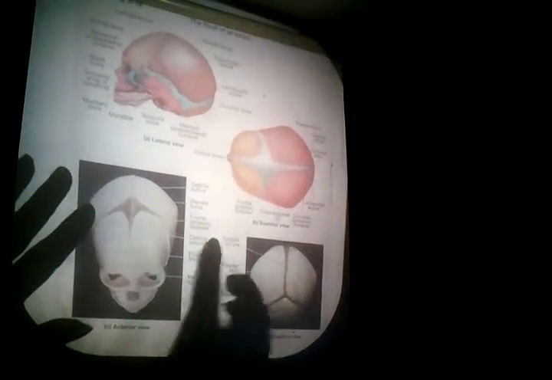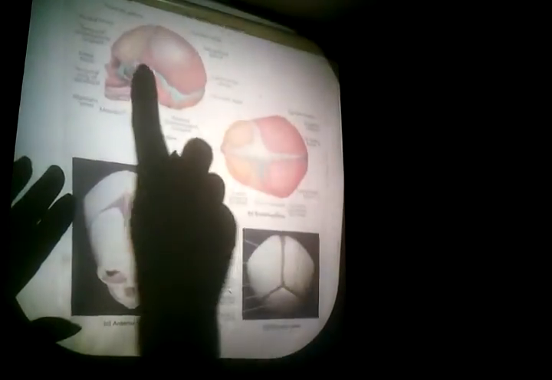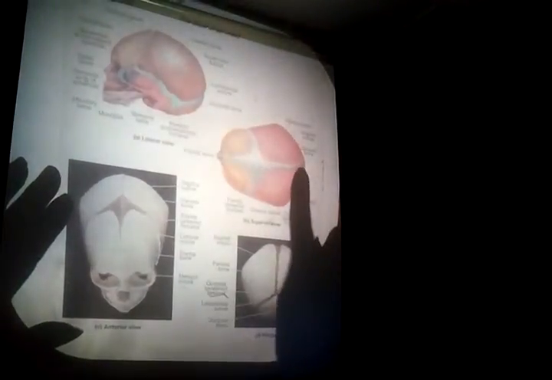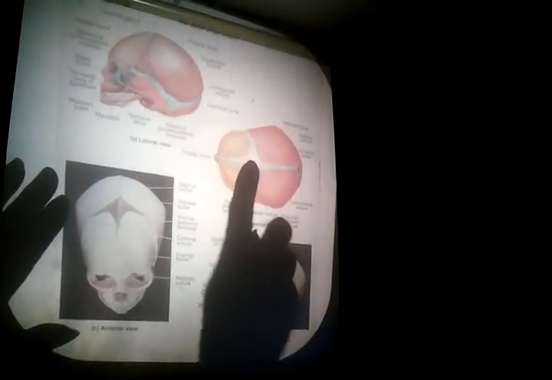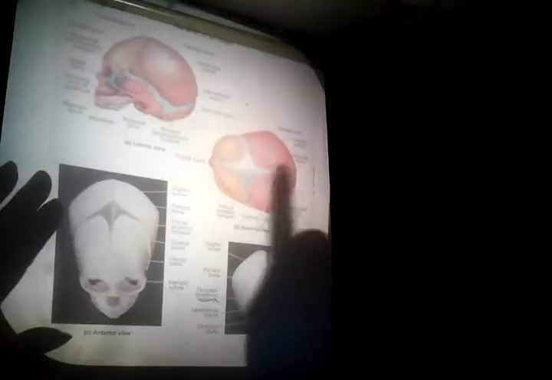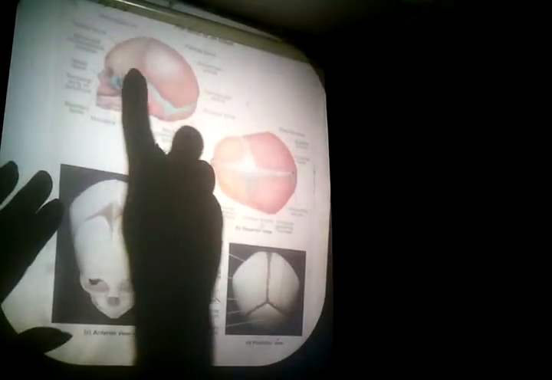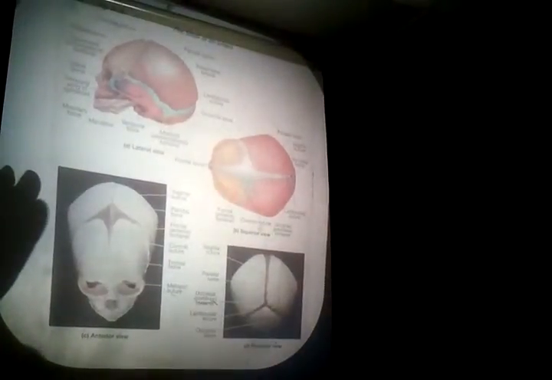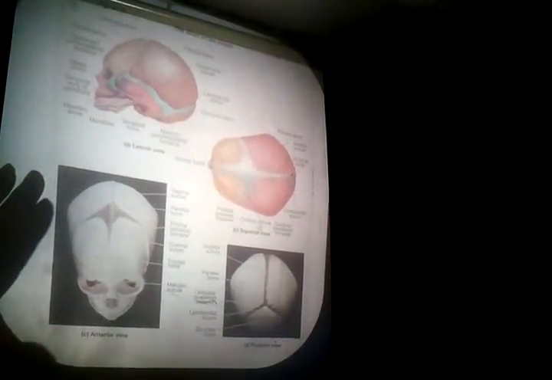The fontanelles are named according to the bones, and that's how I learned them. You can also learn them by direction. Here's your frontal fontanelle, sphenoidal, mastoidal, and occipital, one in the back. So frontal, sphenoidal, mastoidal, occipital. Or you can have anterior, posterior, anterior lateral, posterior lateral. So you can do that by direction too. Any questions on the fontanelles?